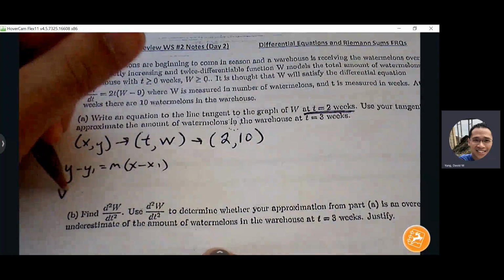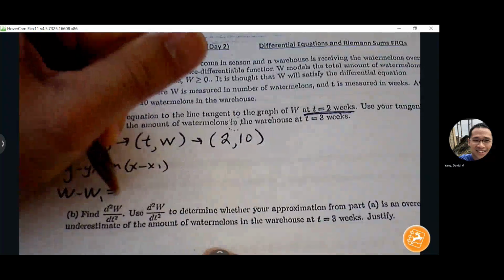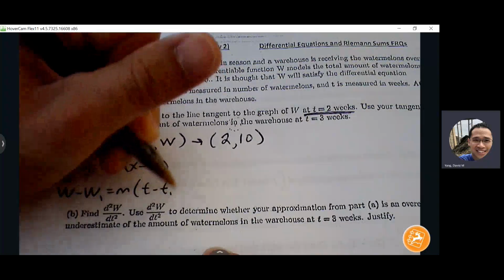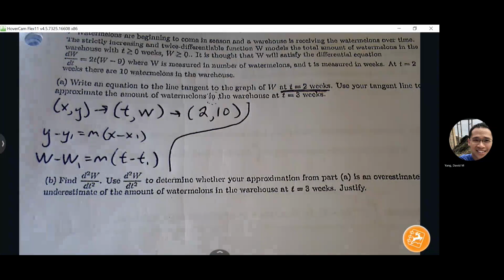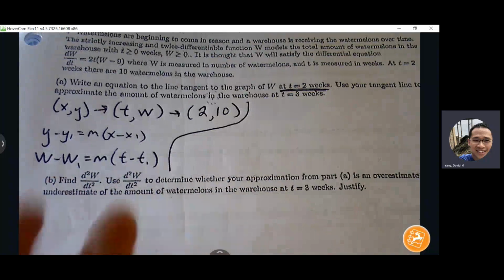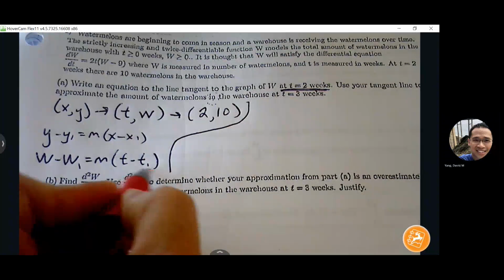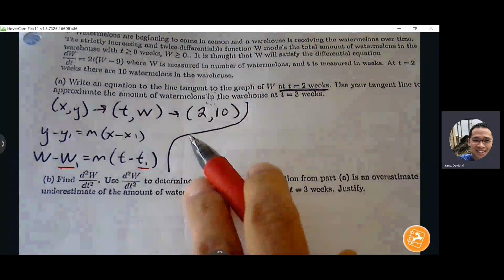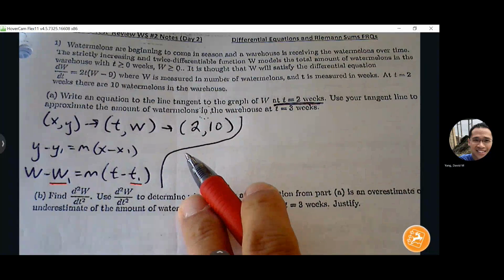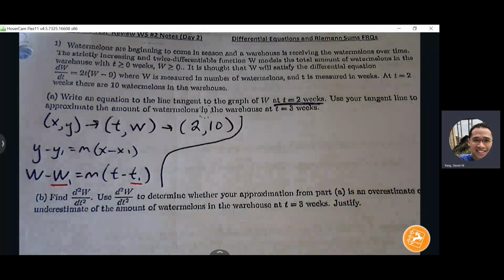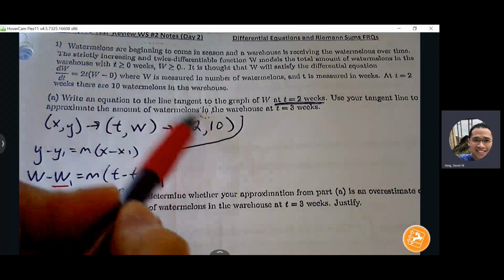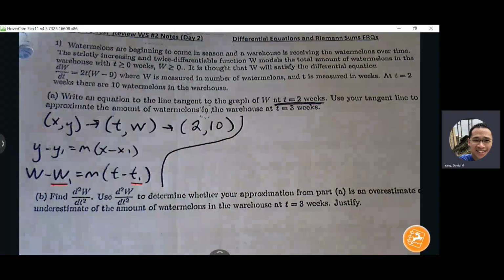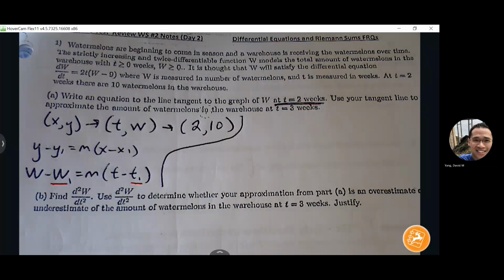So if you just make that slight adjustment and rewrite it, it doesn't feel that intimidating. All right, so we have our ordered pair that's going to replace our t1 and W1. Our slope is going to come from the derivative, right? dW/dt is going to need the t and the W, which we have readily available. So plug 2 in for t, 10 in for W. Point slope form, tangent line equation.